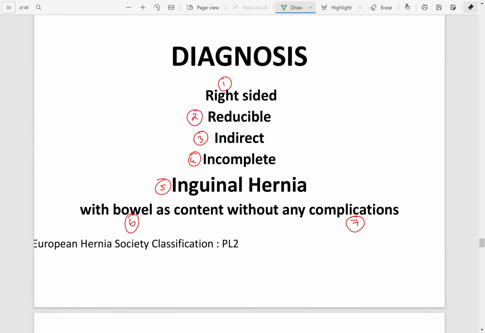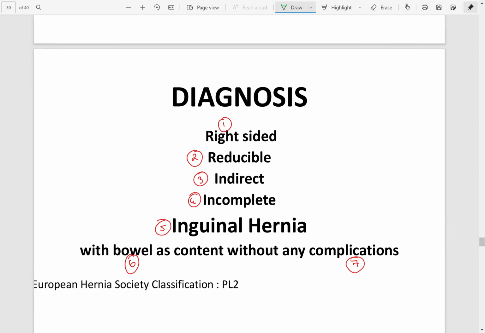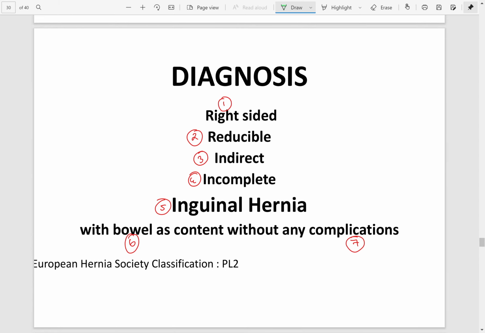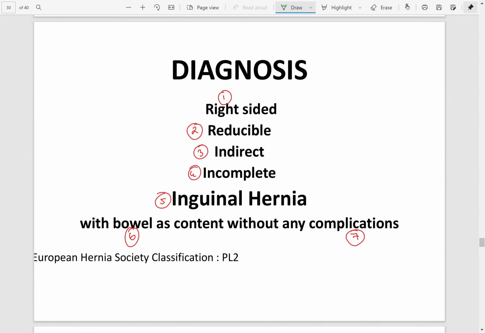So you have the European Hernia Society classification, where P stands for primary or first-time occurrence, and secondary will be a recurrent hernia. L means lateral, and then 2 is the level at which this is present. So that is a classification of this. You can go have a look. There are other classifications of hernia as well, like the Gilbert classification and all. So you can have a look at those.